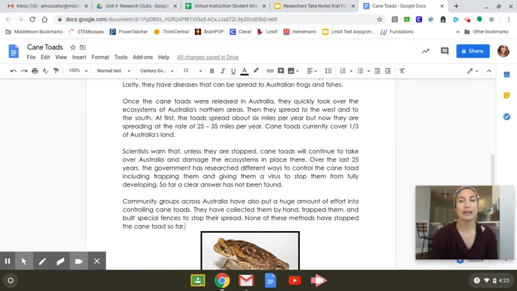Including trapping them and giving them a virus to stop them from fully developing. So far, a clear answer has not yet been found.